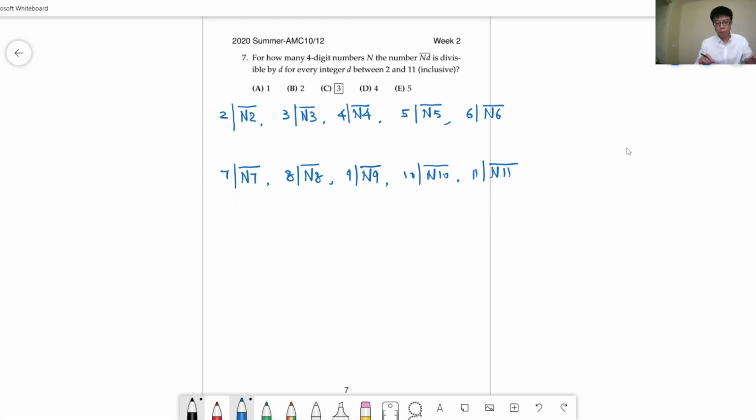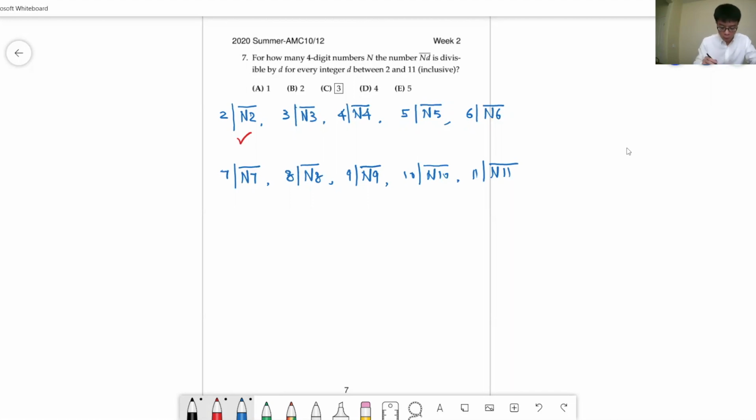So we want to find how many such n there are. Now let's consider each relation. Some relations are automatically true, so we don't need to require anything for n. For example, the first relation is automatically true for any n. This is true because a number is divisible by 2 as long as the last digit is even.